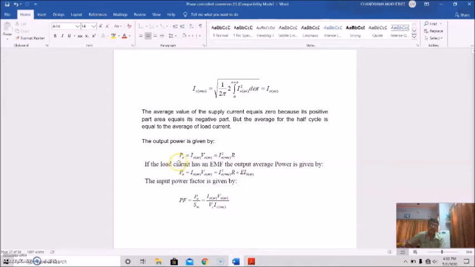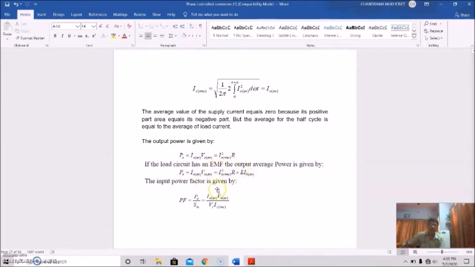The output power will be like this. This is the product of the average output current and output voltage, and this will be the RMS value of the output current squared into R. This is the output power, and if the load circuit has an EMF, the output average power is given by this, plus E into I0 average.